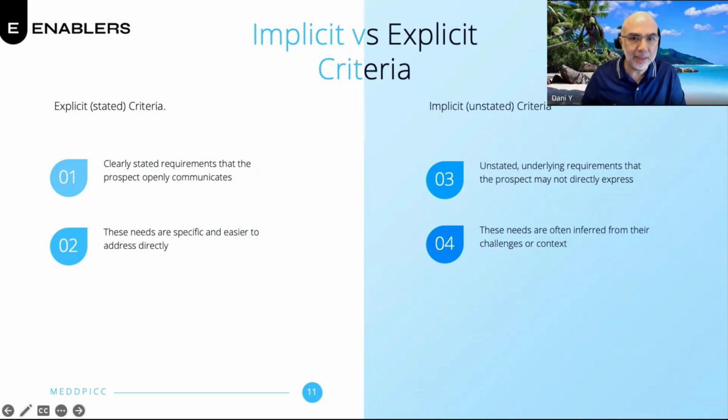But implicit criteria are these unstated requirements or needs. They're not directly or overtly communicated to you, and these needs are often inferred from the various challenges or the business context that you've picked up from the organization, from your discovery. So while explicit needs are easier to address, recognizing implicit needs helps build a much stronger connection by addressing broader goals and longer-term value. This often requires active listening to build a deeper understanding of your prospect's business context.